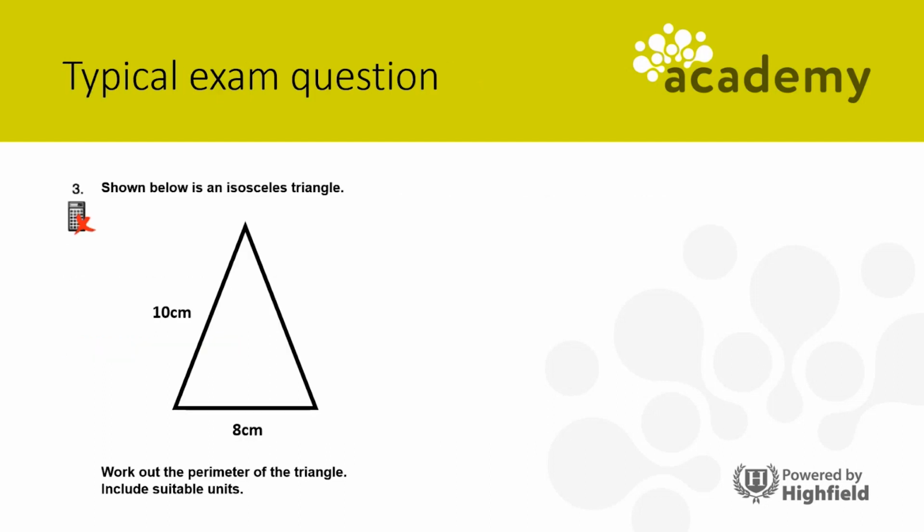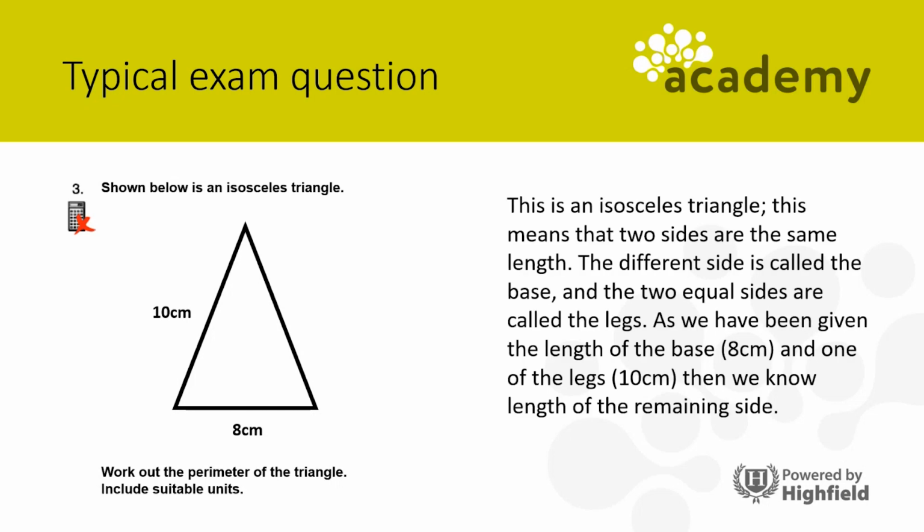Here's another example question. Shown below is an isosceles triangle. Work out the perimeter of the triangle, include suitable units. This is an isosceles triangle. This means that two sides are the same length. The different side is called the base, and the two equal sides are called the legs. As we've been given the length of the base, which is 8 centimeters, and one of the legs, which is 10 centimeters, then we know the length of the remaining side. So have a go at answering the question, and then press play when you're ready to get the answer.